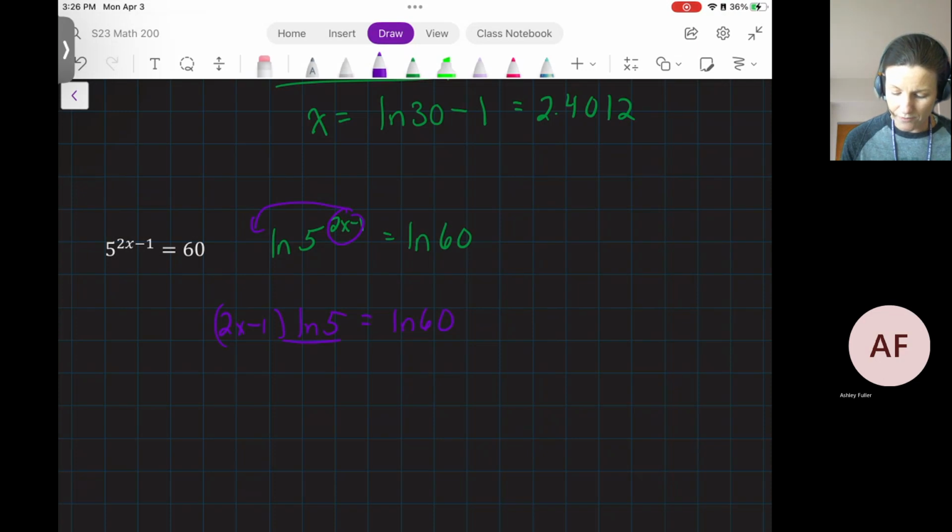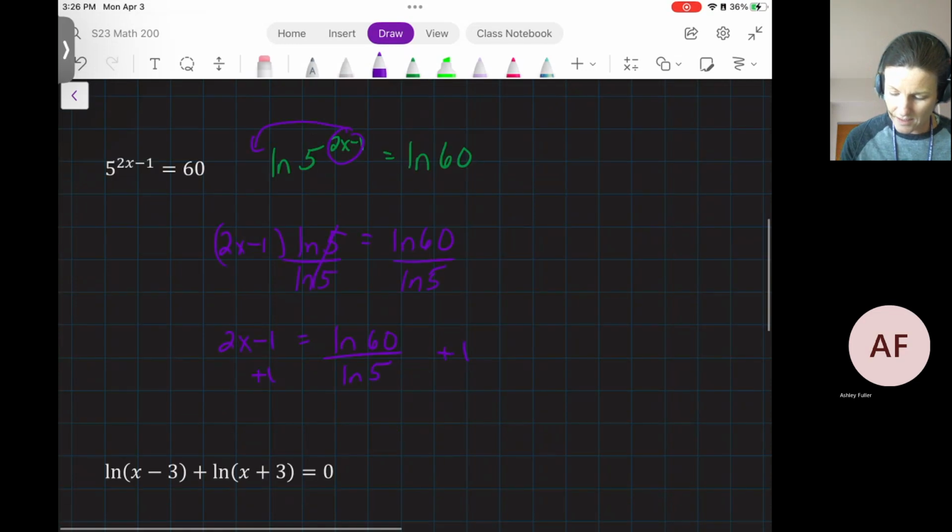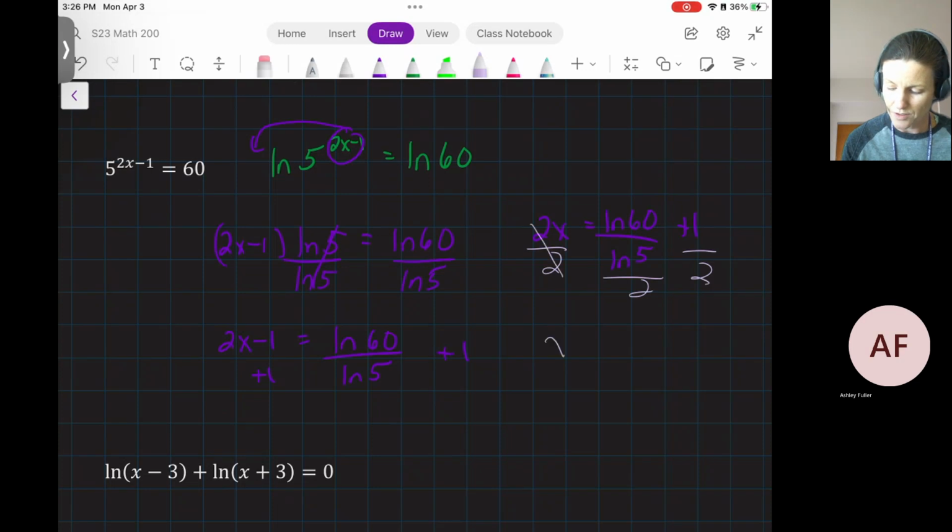So now we're working to solve for x. We're going to get rid of the ln of 5 by dividing. Leaves us with 2x minus 1 equals ln of 60 over ln of 5. Make sure you don't try to combine that 60 and 5. We're going to add 1 to both sides, giving us 2x equals ln of 60 over ln of 5 plus 1. And then as my last step, I can divide each piece by 2, resulting in x is the ln of 60 over 2 ln of 5 plus 1/2, which again I could convert into decimal form if I wish.